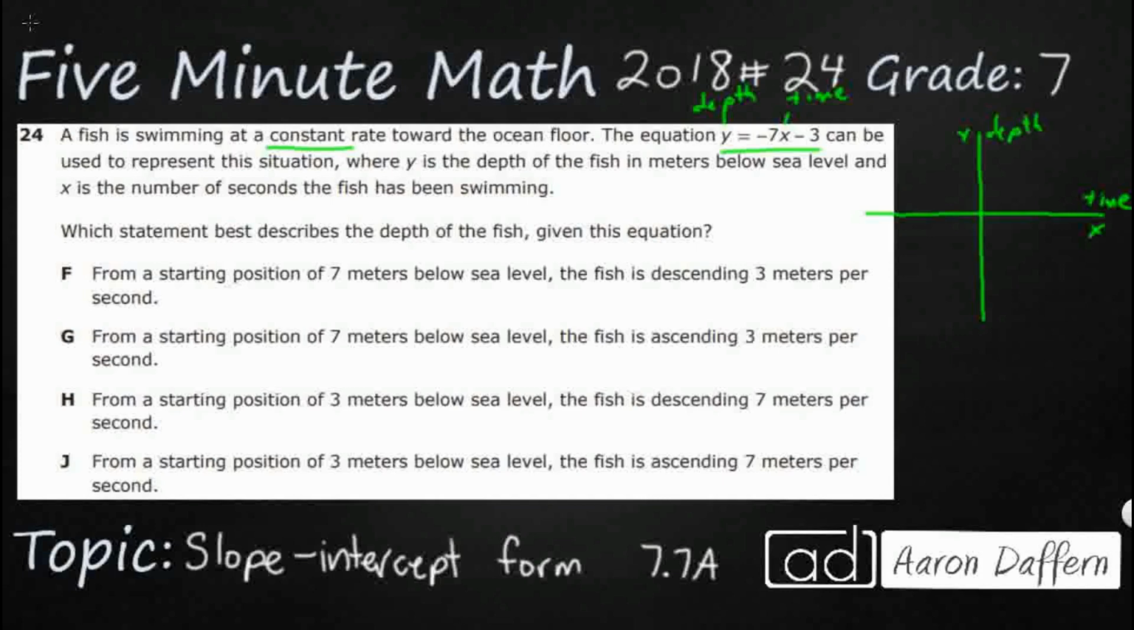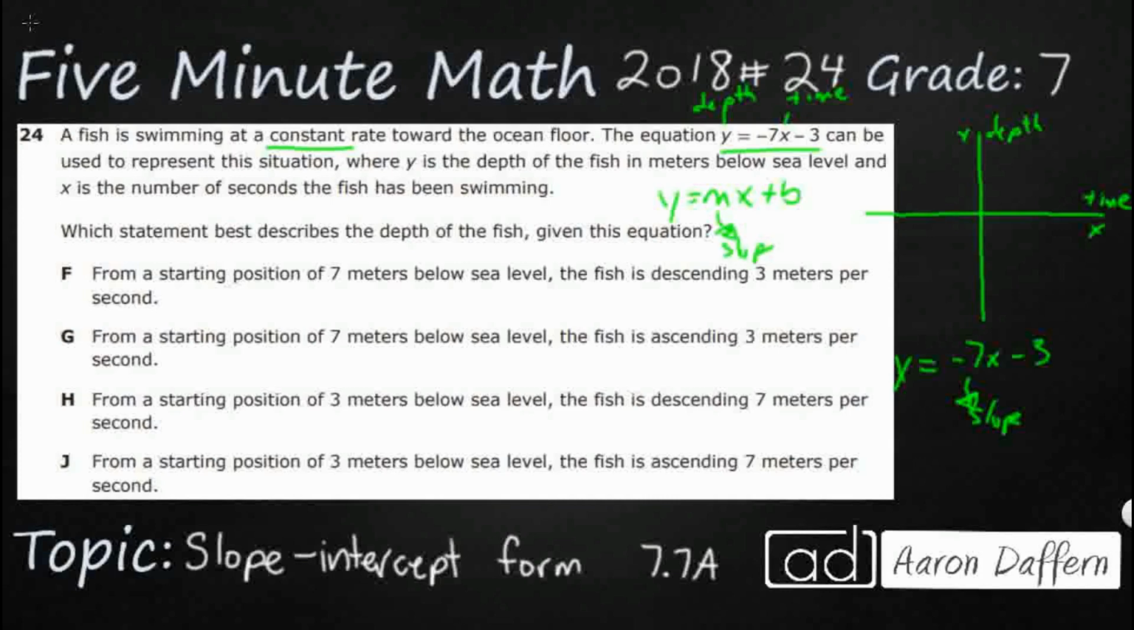So how would we graph this? Well, first let's graph this and then let's find which of these statements works best for us. So y equals negative 7x minus 3. Let me put that right here, because there's two things that we know. We know the y and the x. We know the y is the depth, x is the time, but we do know that this right here, negative 7, is the slope.